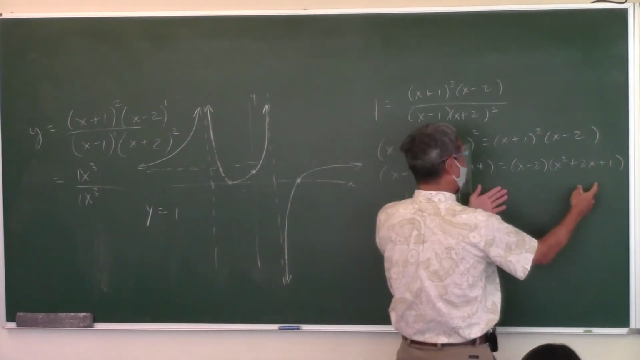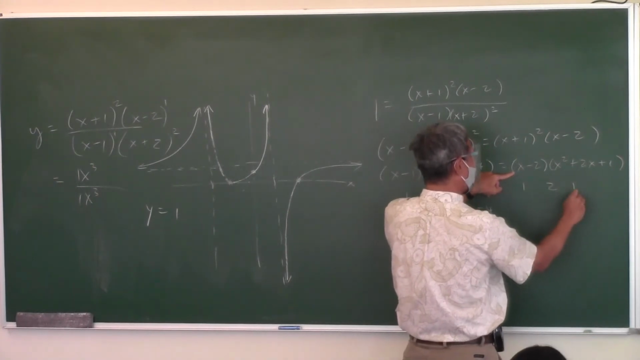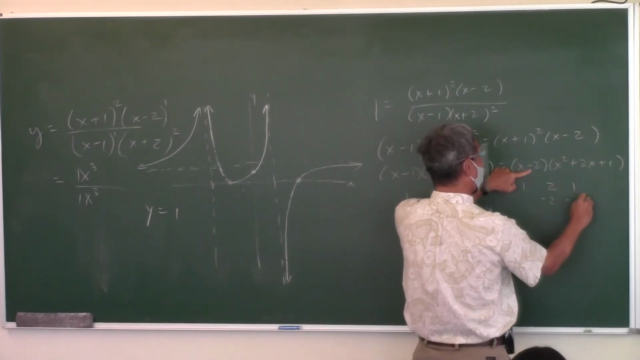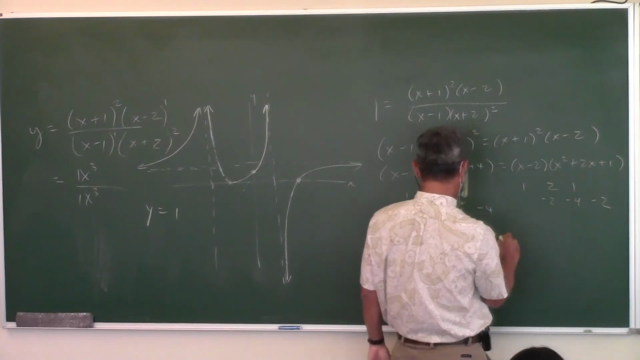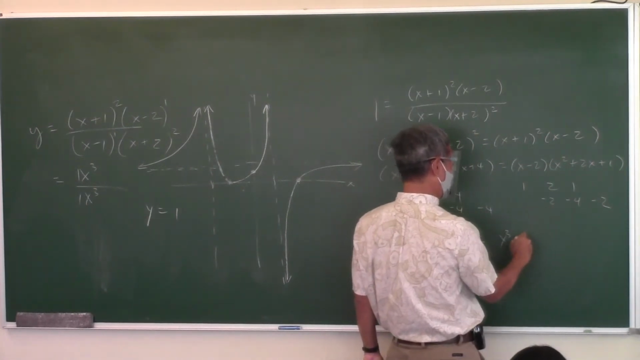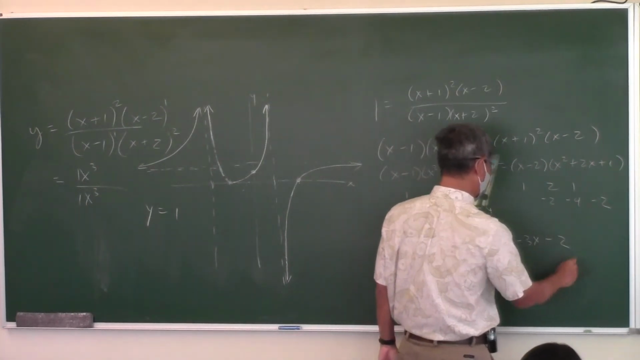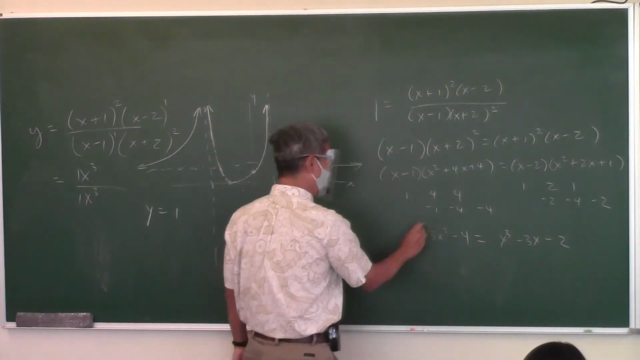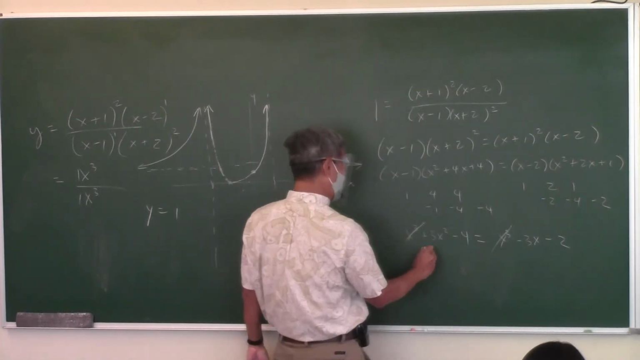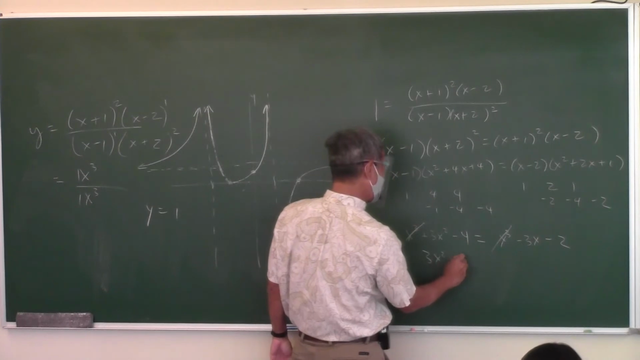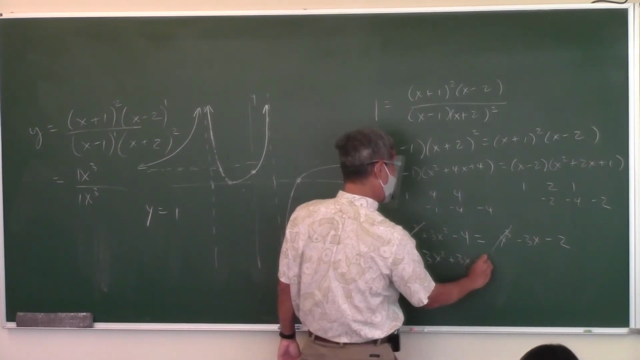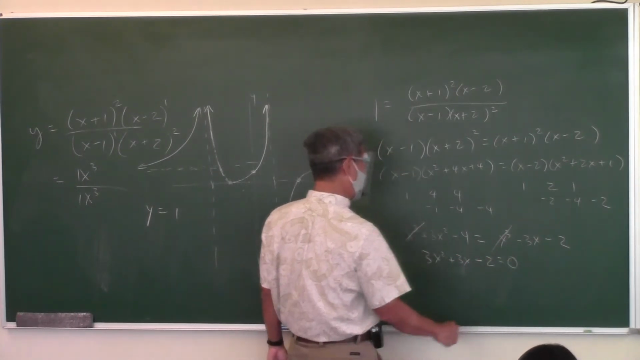What about this side? Take the first term, distribute. Take the second term, distribute. Add them up and you get x cubed plus 0x squared minus 3x minus 2. Hey, Mr. Park, the x cubes cancel out. So you get 3x squared plus 3x minus 2 equals 0. Did I do that correctly?